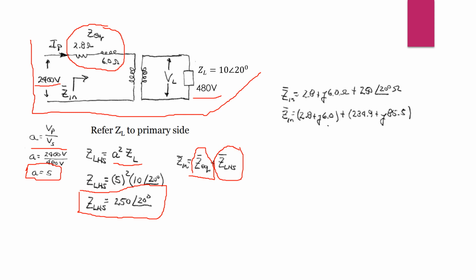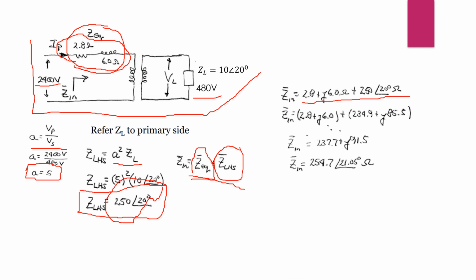Now to find the equivalent impedance, we just add these two component values. If we add them using our calculator, we get an answer of 254.7 angle 21.05 ohms. And now this is our final answer.